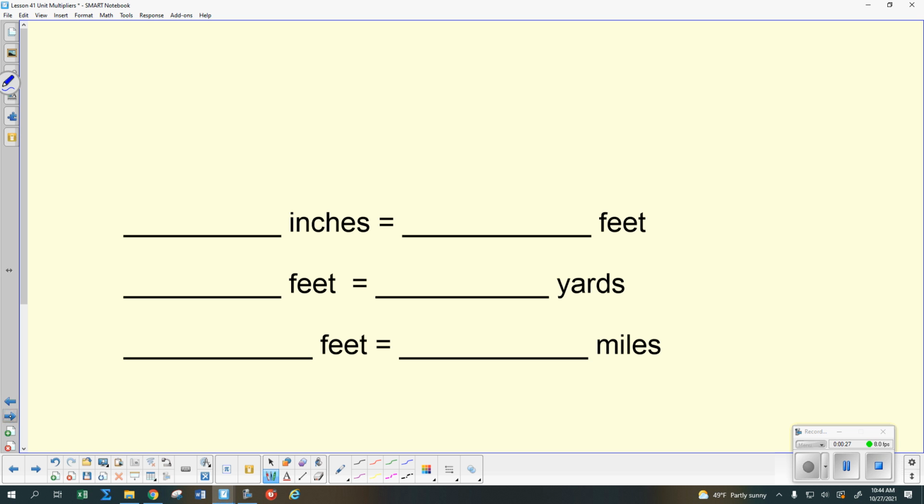Addie? So we know that 12 inches is the same as 1 foot. What about feet and yards? Do we know that one, Bella? And 3 feet and 1 yard are the same. And what about miles and feet? Anu?